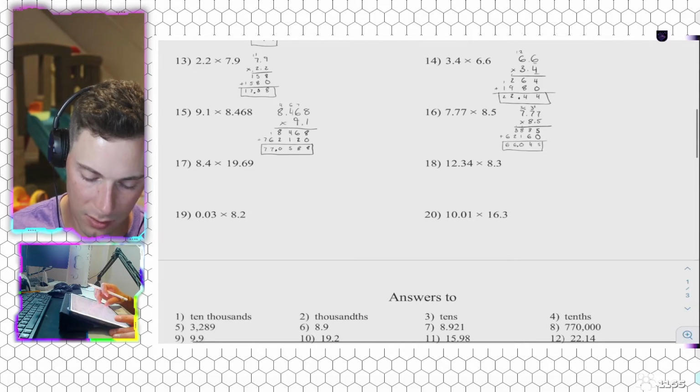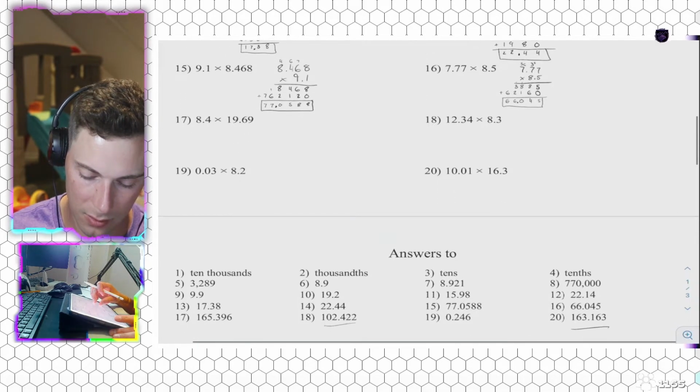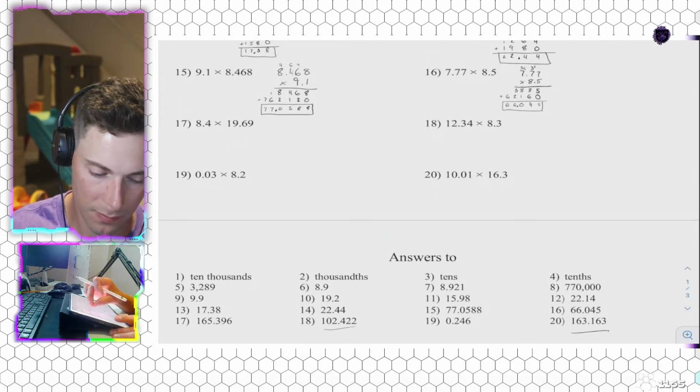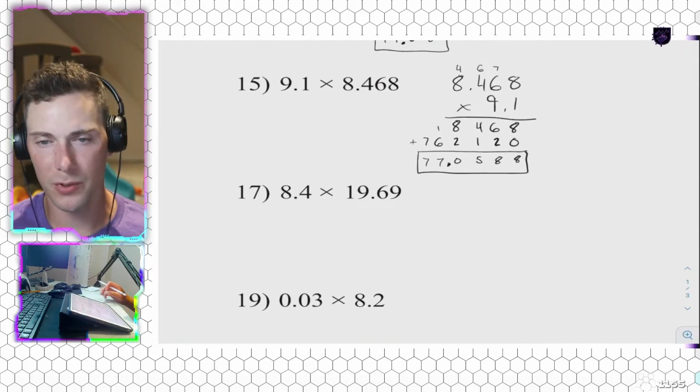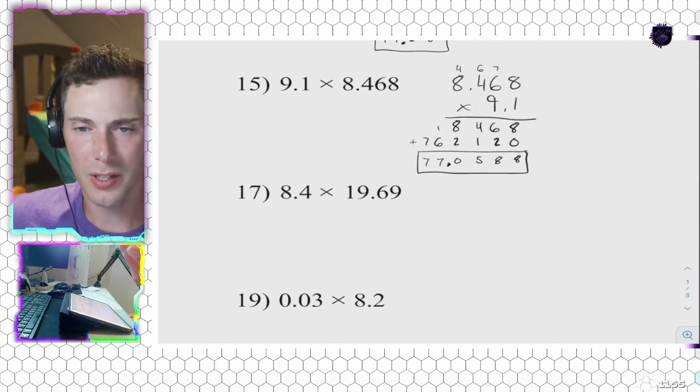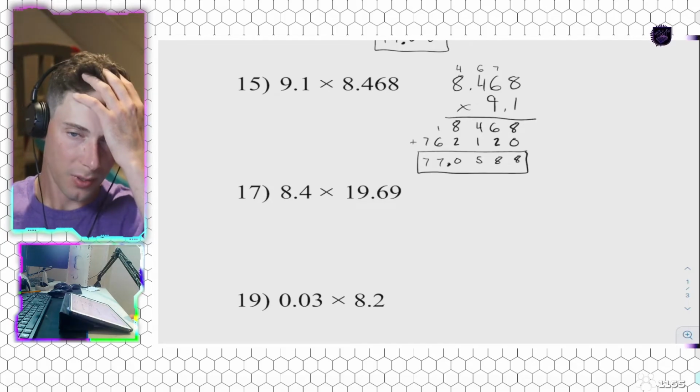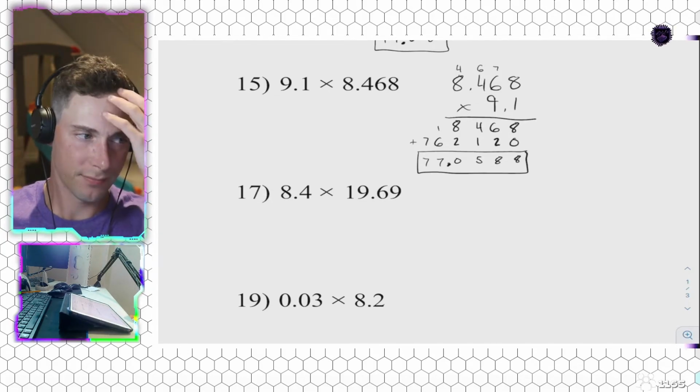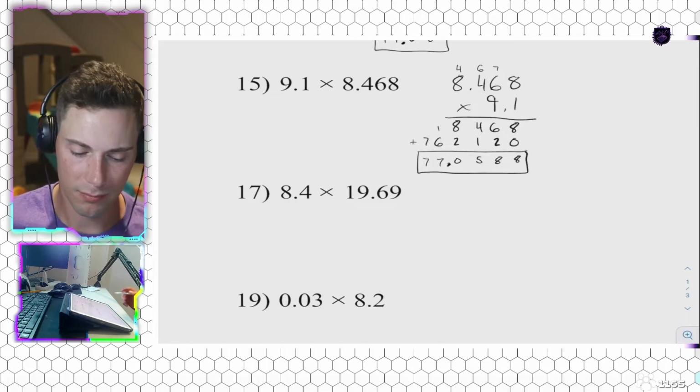16 correct. Okay, it's always good when you're working with bigger numbers. Give it a quick correct and find your error. Find where you made a mistake. It's kind of confirming to make sure you're doing that.